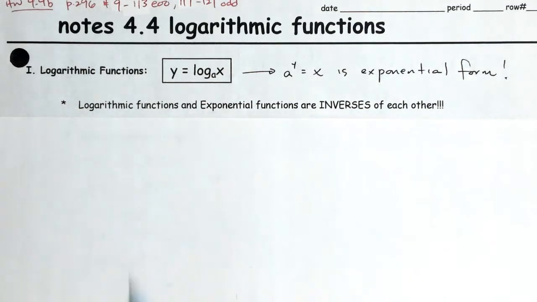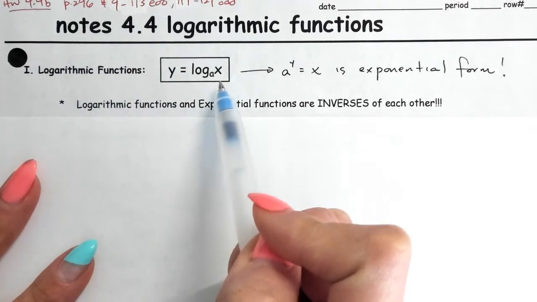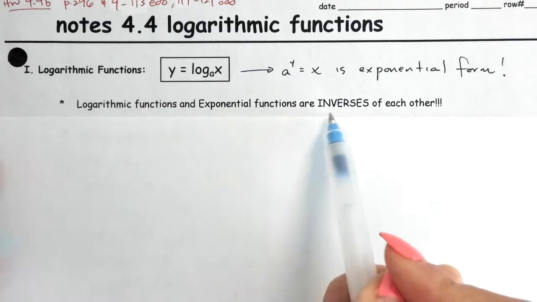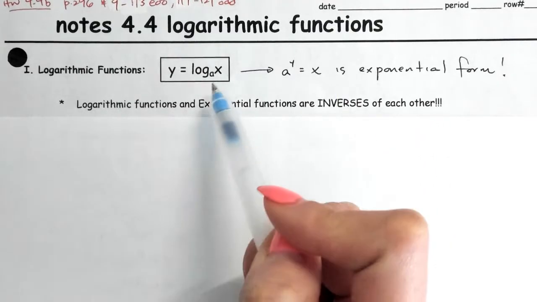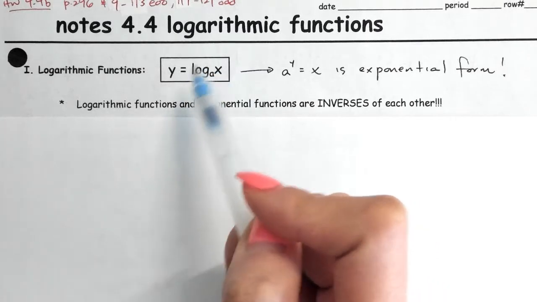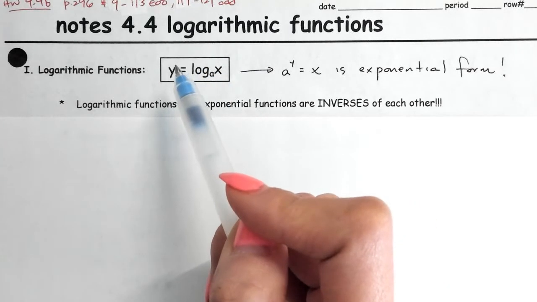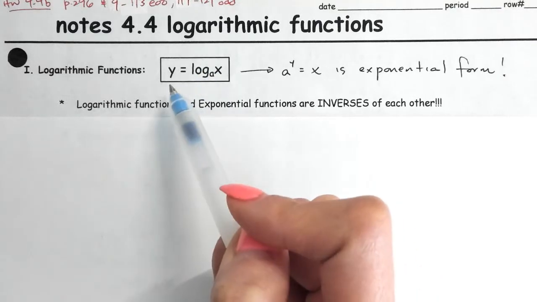Hey guys, so 4.4 logarithmic functions. In general, a log and an exponent are inverses of each other, right? So we talked about that. And I like to say that the answer to a log is the exponent. So again, the answer to the log is the power.